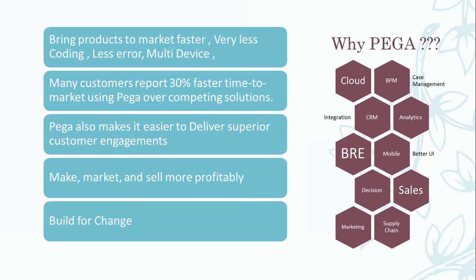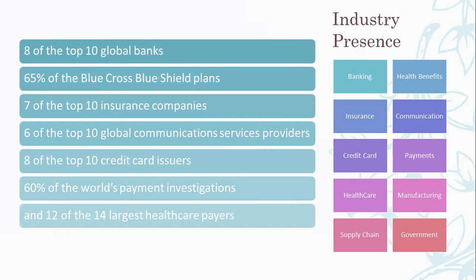So all these features make Pega a competitive product across different industries. They are present in banking, health, insurance, communication, credit cards, payments, healthcare, manufacturing, supply chain, and government organizations like public sectors. Banking is where they have jumped in the most, and the recent growth is coming in the government sector, the public sector, and healthcare.